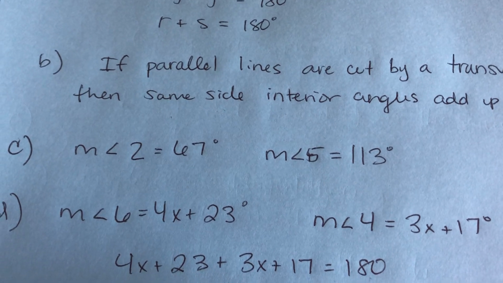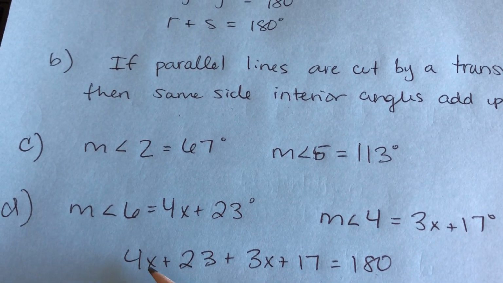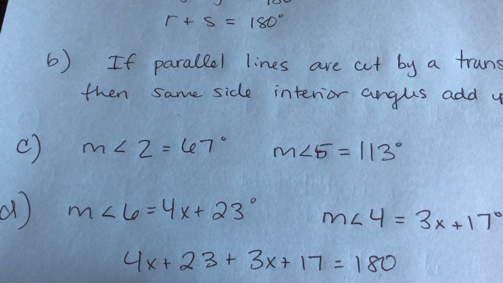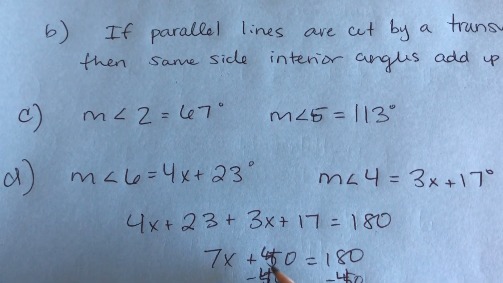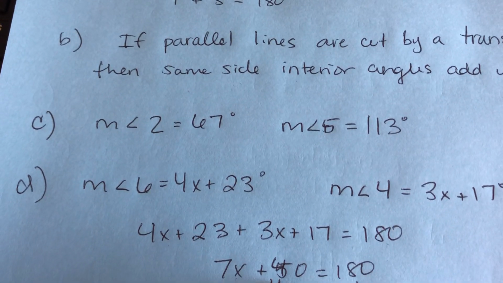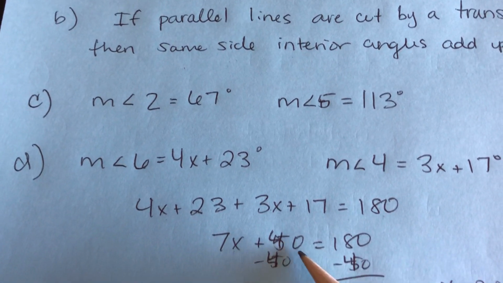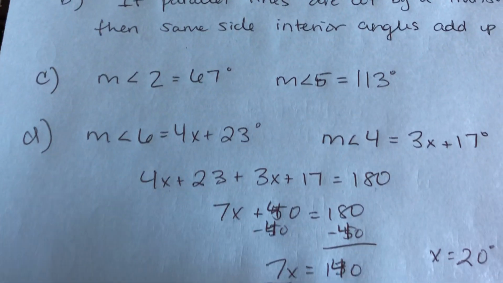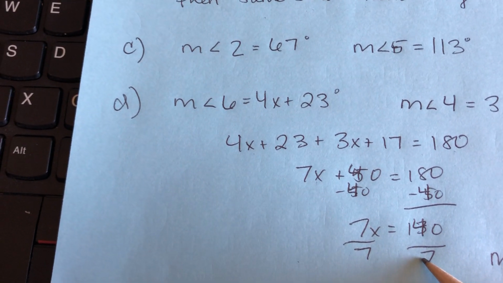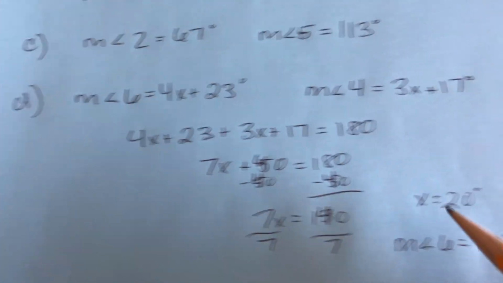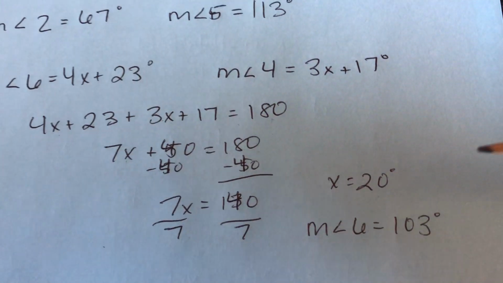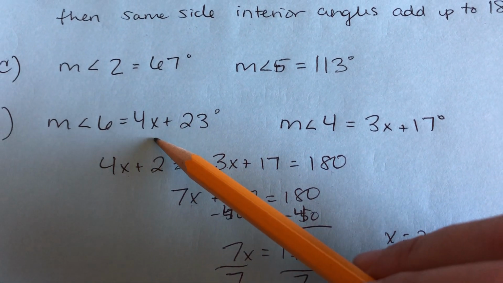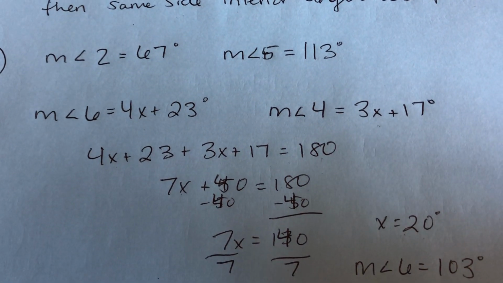Now I can easily solve for x. So if I combine like terms, 4x and 3x gives us a 7x. And then I made a boo-boo here, but 23 plus 17 is 40. I put 50. So it's 40. 7x plus 40 equals 180. Subtract a 40 from each side. You get 7x equals 140. Divide both sides by 7. X is 20 degrees.